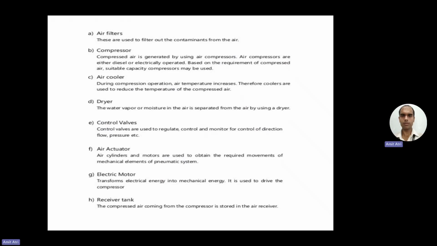Then the air actuator. Air cylinders and motors are used to obtain the required movement of mechanical elements of the pneumatic system. Then the electric motor, which transforms electrical into mechanical energy for driving the compressor. Then last is the receiver tank. The compressed air coming from the compressor is stored in the air receiver. From there we can supply the air to the actuator through the controlling valve or the controlling system as and when required.